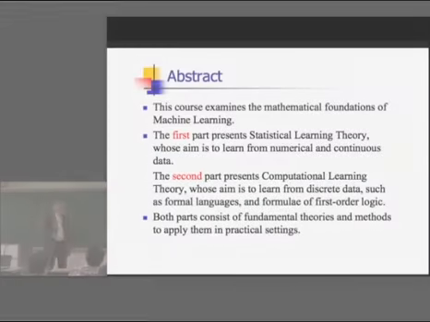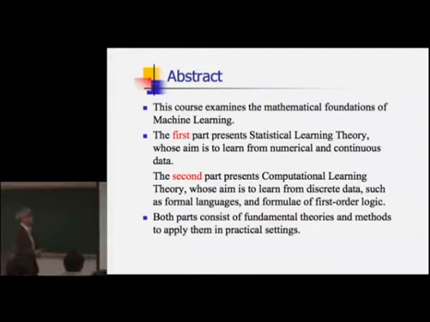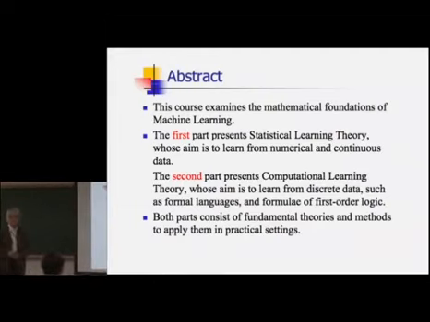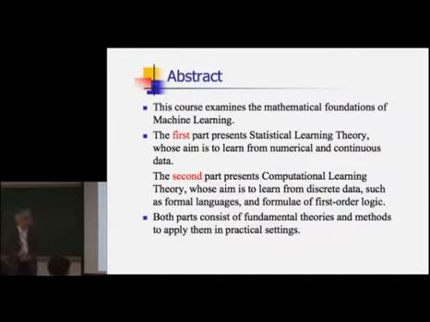Here is the abstract of this course. This course examines the mathematical foundation of machine learning. The first part, presented by Cuturi sensei, is statistical learning theory, whose aim is to learn from numerical and continuous data. The second part, presented by me, is computational learning theory, whose aim is to learn from discrete data, such as formal languages and the formulas of first-order logic. Both parts consist of fundamental theories and the methods to apply them in practical settings.